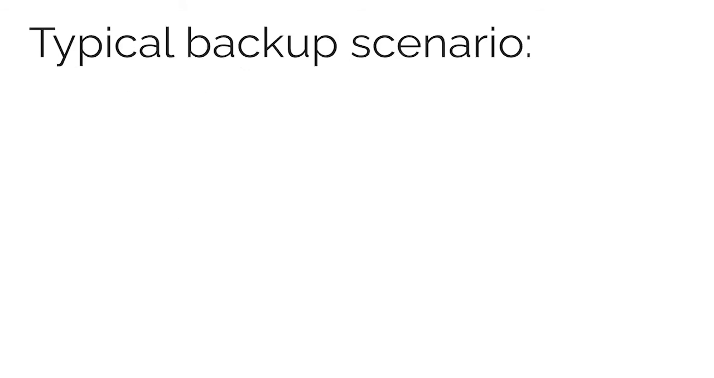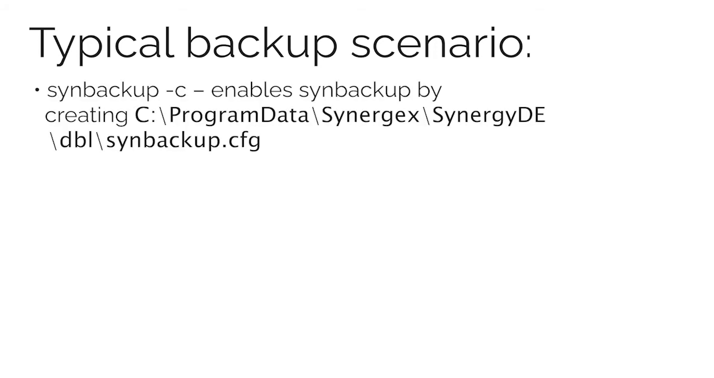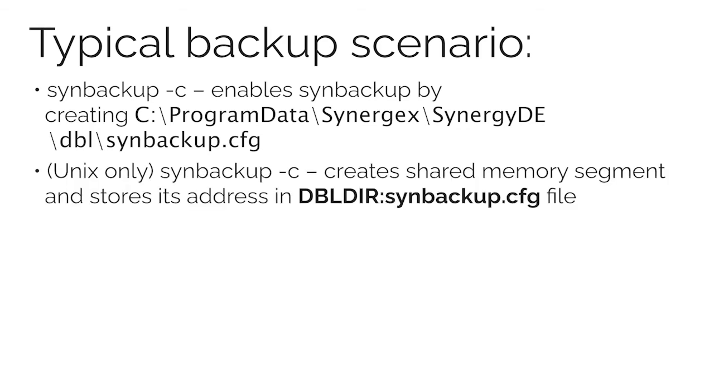In a straightforward backup scenario, the typical sequence of commands in a Windows environment is as follows. synbackup -c creates the binary synbackup.cfg file, thereby enabling the synbackup utility with the backup mode set to off. On Unix systems, synbackup -c creates a shared memory segment and stores the address in the dbldir synbackup.cfg file.